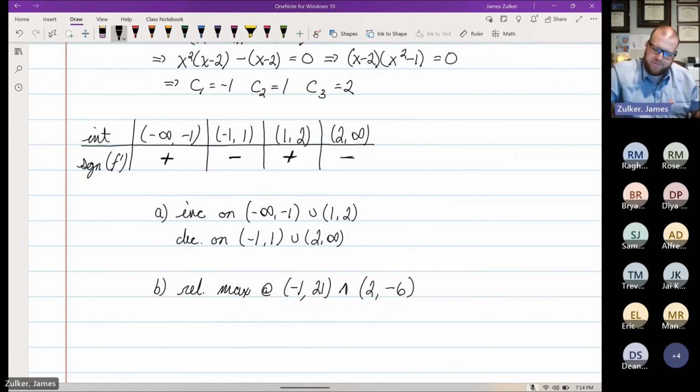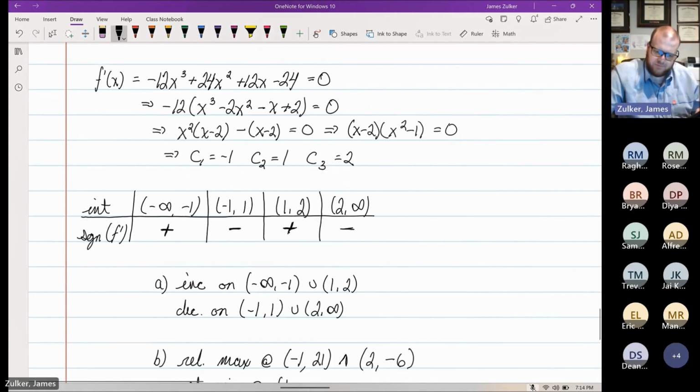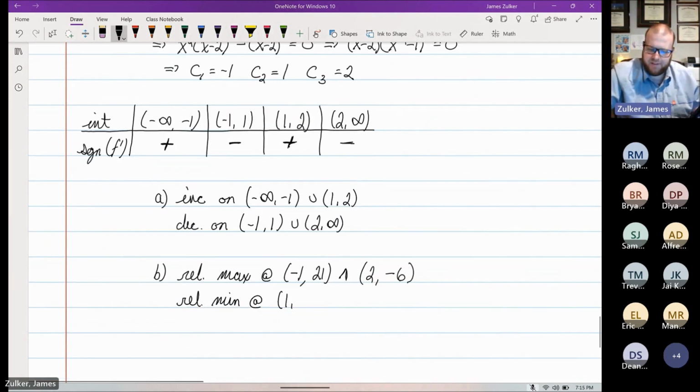Switches negative to positive. Which means there's a relative min. Right? Switched at 1. So plug 1 in to f. I got -11.